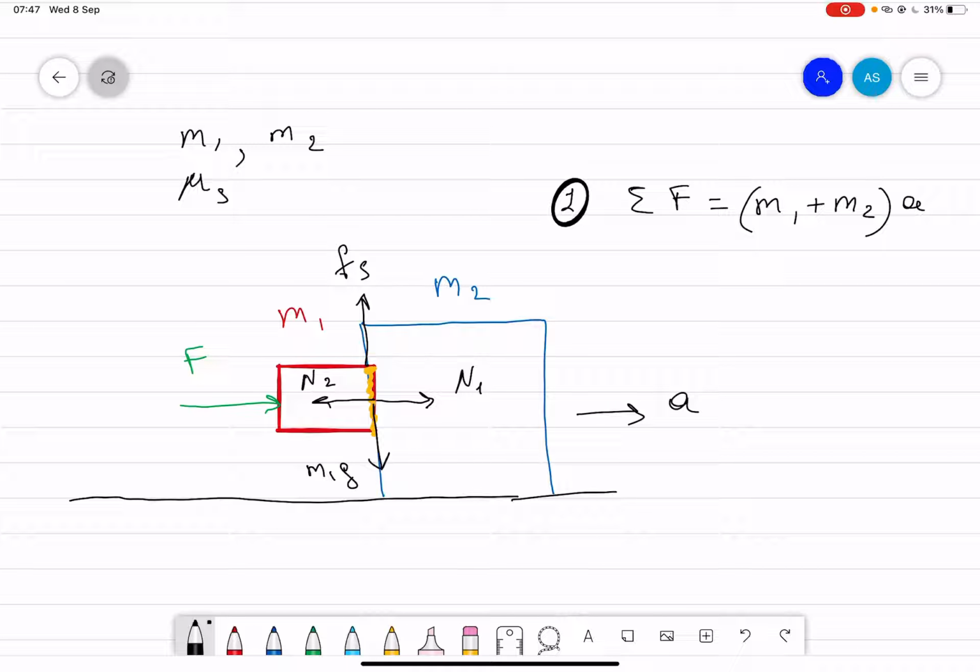Okay, so now the second equation is basically, if you look at only m1, then the sum of the forces is equal to m1a. Now let's look at this separately for m1. The sum of the forces here will be what? F, since whatever is on the right side is positive, F minus n2 is equal to m1a.